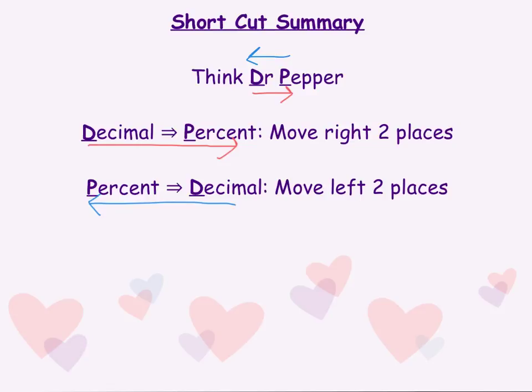Some students this really clicks with and really helps them to remember. Other students struggle with it a little bit. If it doesn't work, it's fine. Then you'll just have to remember the multiplying and dividing by 100 or some other way to do it. But again, if you're starting with a D, moving to a P, you moved to the right in the word. If you're starting with the P, moving to the D, you're moving to the left. So you move left with your decimal point. That's how Dr. Pepper can help you.